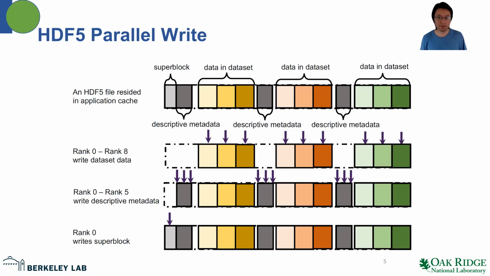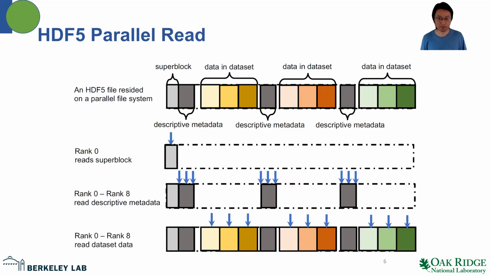For HDF5 parallel writes, the HDF5 library first selects one rank, usually rank 0, to write the superblock, and then has a subset of the ranks write the descriptive metadata before each actual user data write. And as a result, the descriptive metadata is often scattered and interleaved with the user data. And the performance may not be ideal in many file systems.